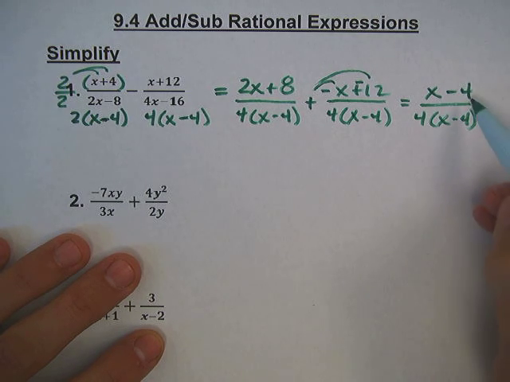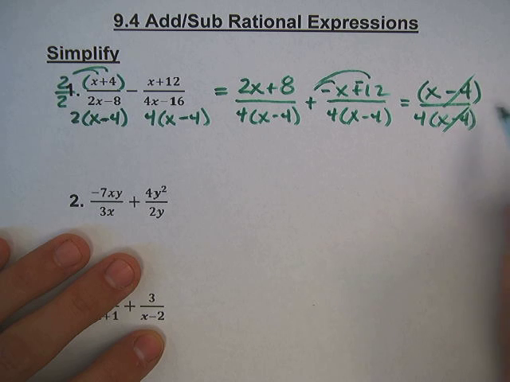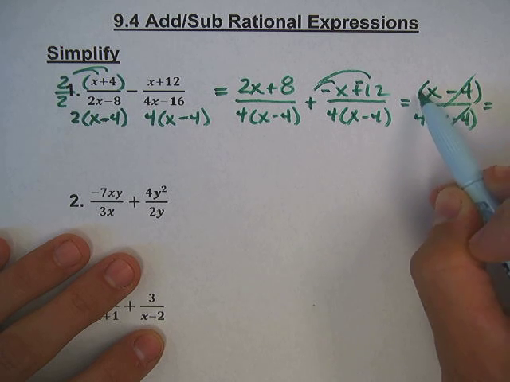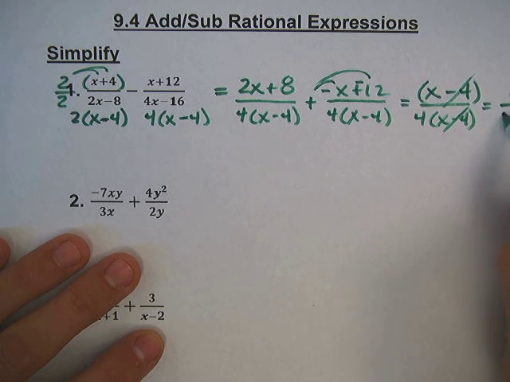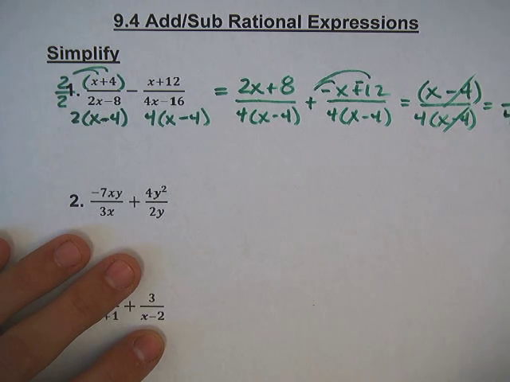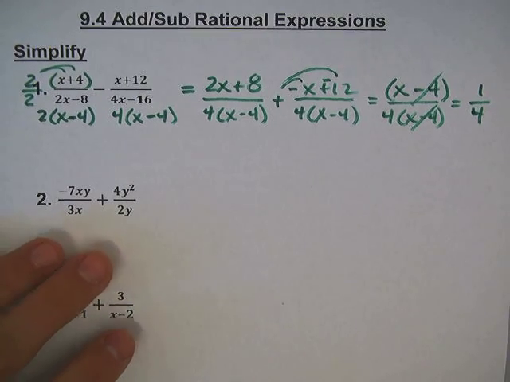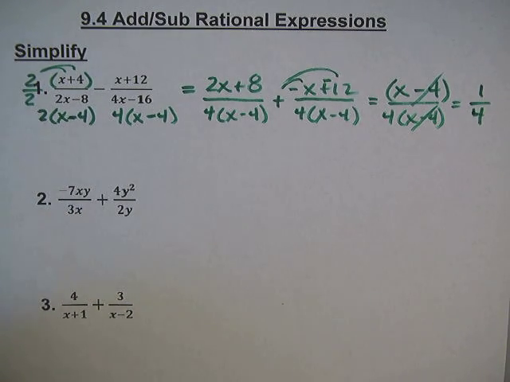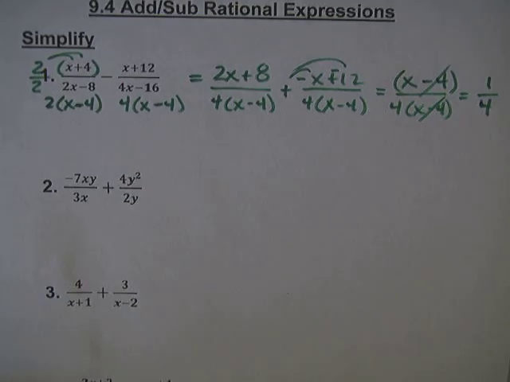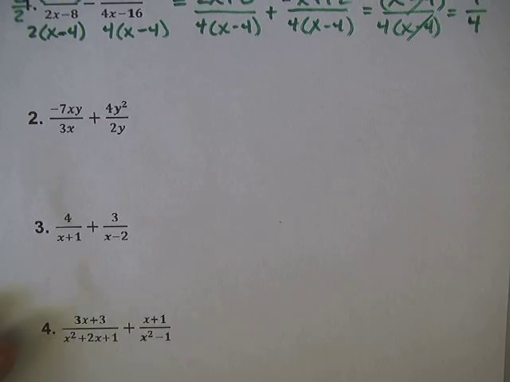Then the last step is to look to see if you can do any more canceling, and you notice here I can. We have this x minus 4 and this x minus 4, so I can cancel. Remember, when I do that, I have a 1 left over up on top, and 1/4. So that reduces down to 1/4. Okay, simple as that. Whoops, sorry, didn't know I was off the page. Okay, let's move on down to the next one.